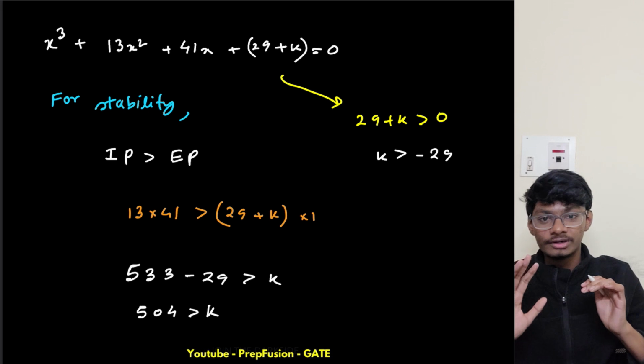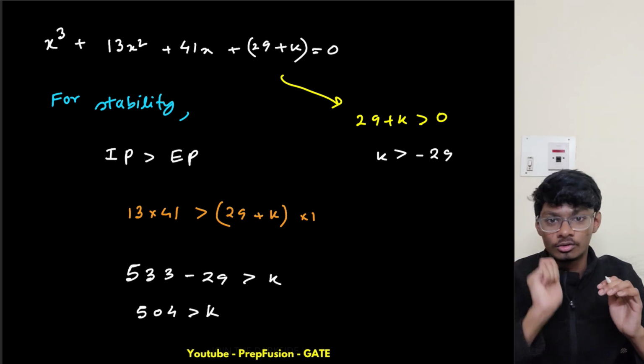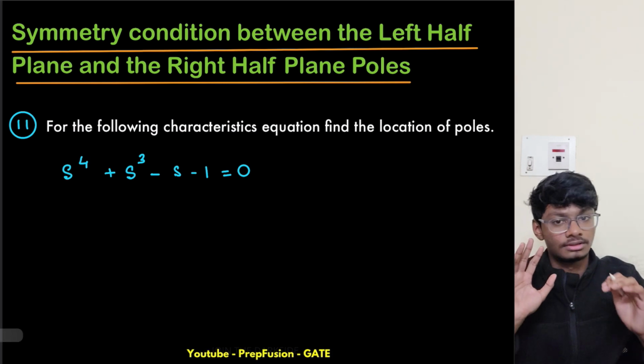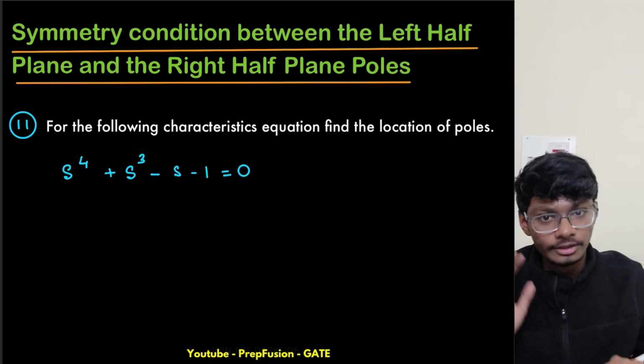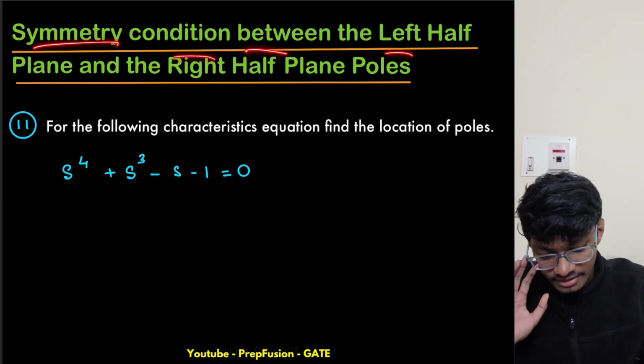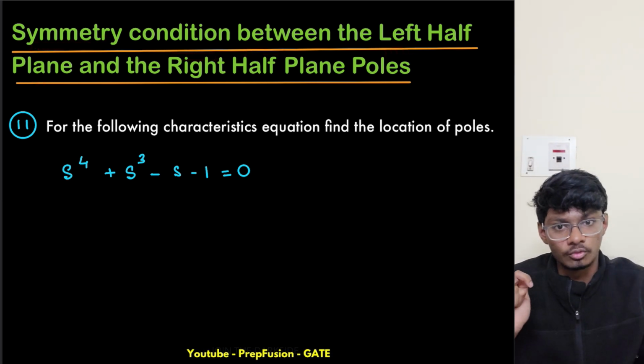So yeah, now what we will do is we'll learn a new concept, and then we'll end this lecture. So first, what is that new topic? Basically the new topic is the symmetry condition between the left half plane and the right half plane poles.